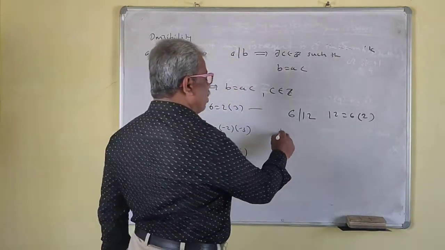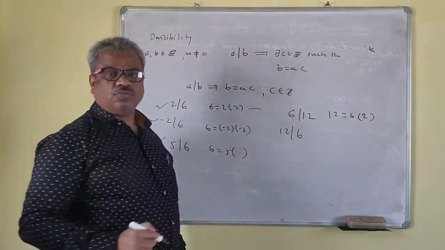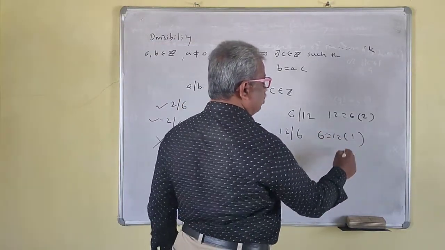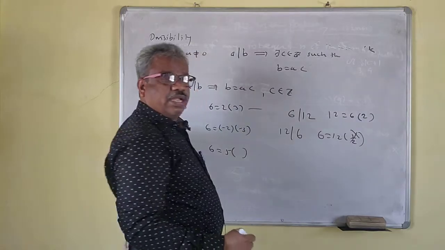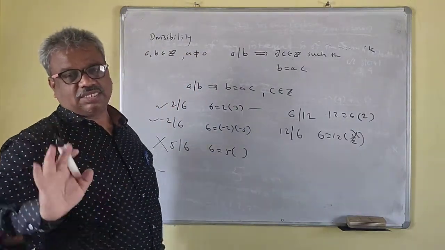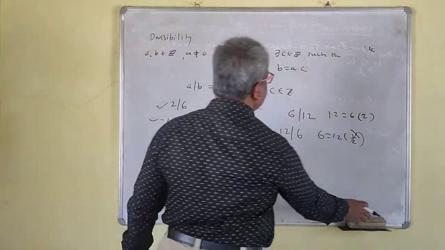So can I write 12 divided by 6? No, because we cannot write 12 as 6 times some integer. So this is 1/2, but 1/2 is not an integer. So that means 10 divide 6 is not true. I hope that you understand this.